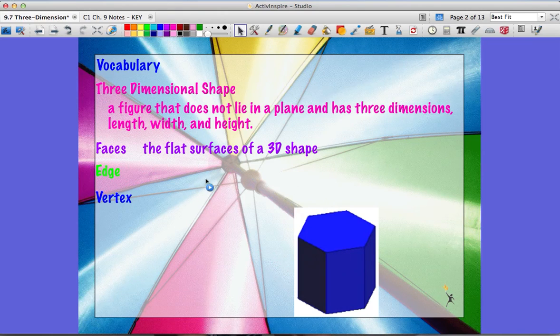Faces. Faces are the flat surfaces of a 3D figure. So any of these flat parts that you see, or I like to think of them as the basement, so the floor, the walls, and the ceiling. Those are all your faces.